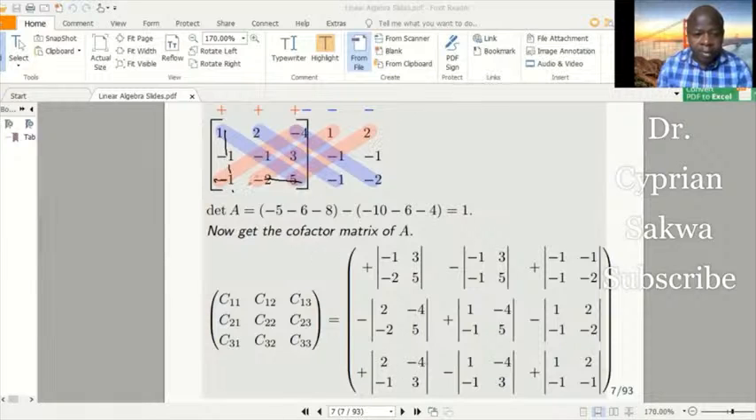Then the next element is this. Delete its column and then its row. We are left with 1, negative 4, negative 1, 3, and the sign is negative. And then lastly, this element: delete its row and then its column. We have 1, 2, negative 1, negative 1. So we've now done that. What remains is just to find the determinants. So let's now find the determinants.